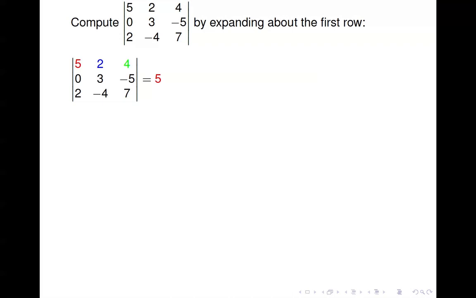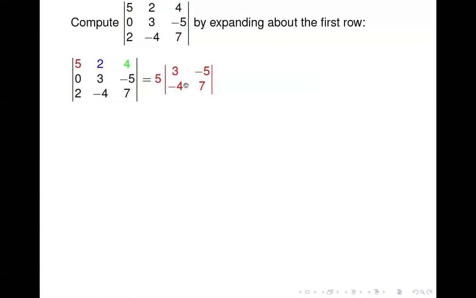I've color-coded this to make it easier for you to see where the terms come from. If we expand about the first row, we start with the first entry, which is the 5, and then we multiply 5 by the determinant of the matrix that you're left with if you eliminate the row and column that contain the 5. So if you eliminate the first row and the first column, you have this little 2 by 2 matrix sitting right here, and we're going to take the determinant of that.